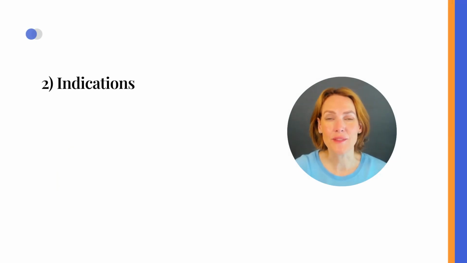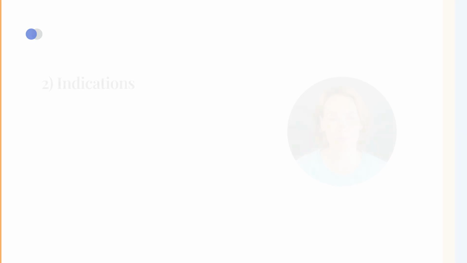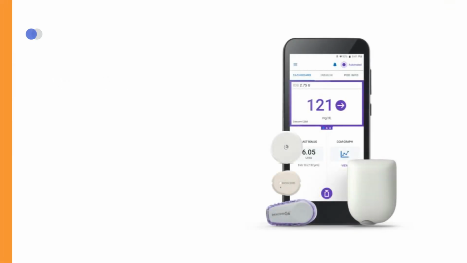Number 2, indications. Omnipod 5 has both a CE label and FDA label for use in individuals with type 1 diabetes who are at least 2 years old.